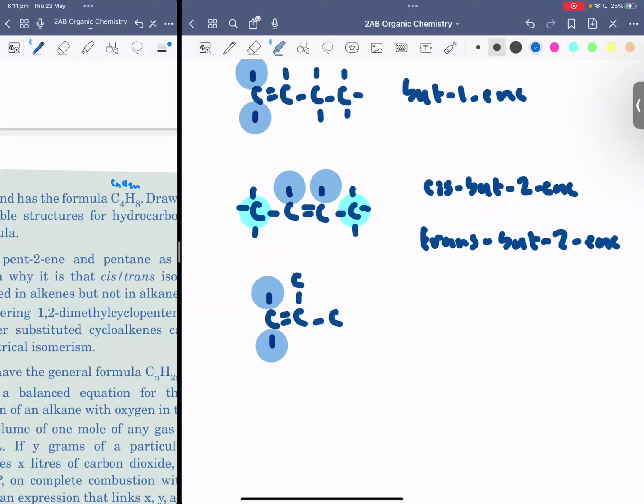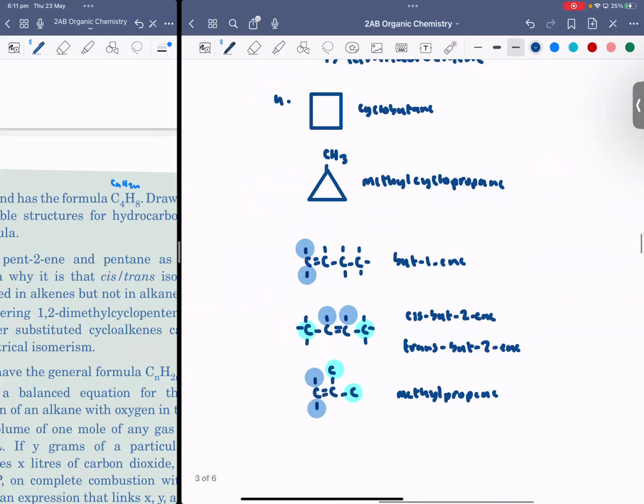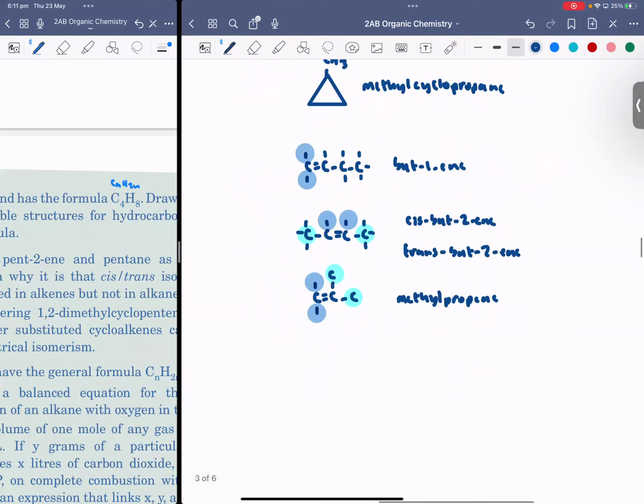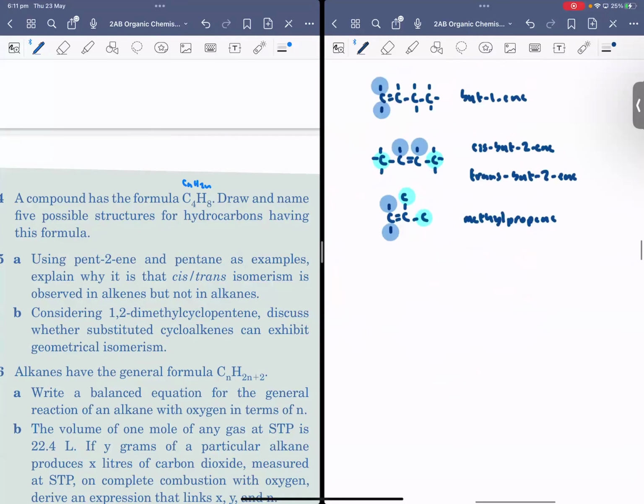Not to mention on top of that, this and this are also the same. So definitely no cis trans isomerism. So what's this one called? Methyl propene. That's it. Those are your different possible structures you can have. Questions? All right, question 5.